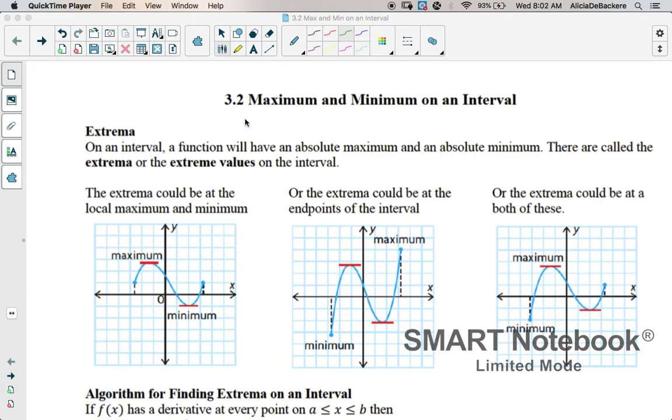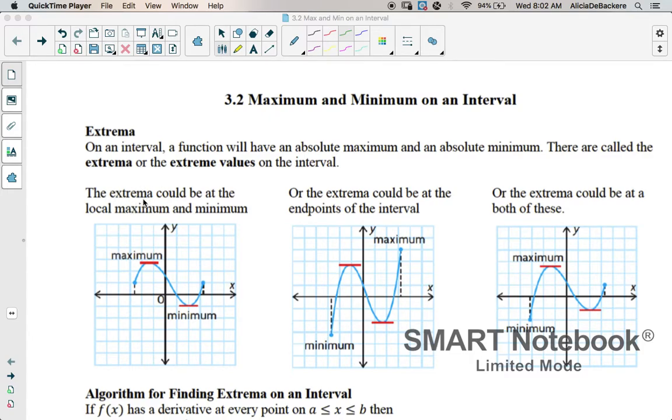Okay, in lesson 3.2, we're going to be looking at finding the maximum and the minimum on an interval. One of the terms that we need to know is the term extrema. On an interval, a function will have an absolute maximum and an absolute minimum. These are called the extrema, or the extreme values on the interval. So extrema is just another term for maximums and minimums.